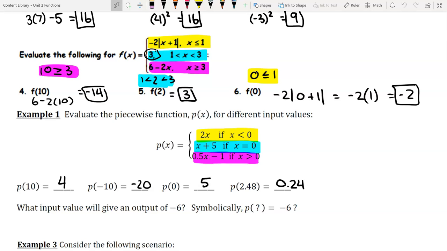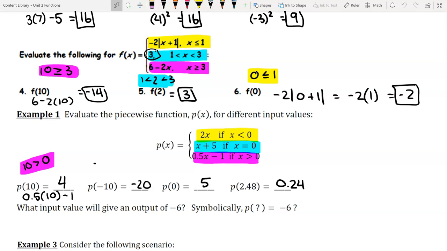So 1, 2, 3, decimals even, just bigger than 0. So 10 is definitely bigger than 0. So we're looking at that bottom one, okay? The bottom one is 0.5x minus 1. So I'm going to plug in 10 for x and then minus 1. That's how I got it. So half of 10 is 5. 5 minus 1 is 4.